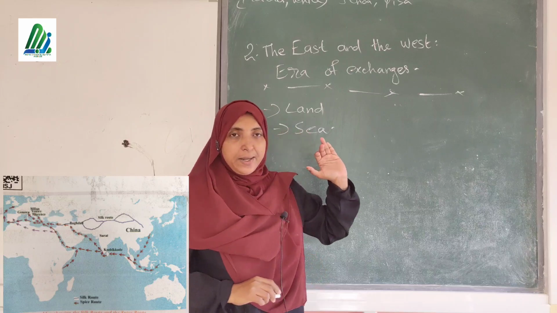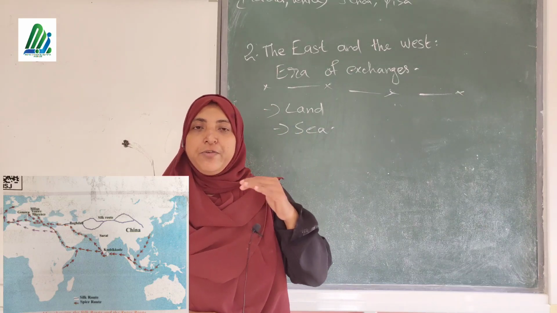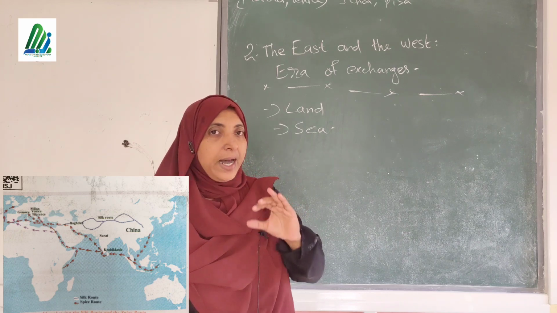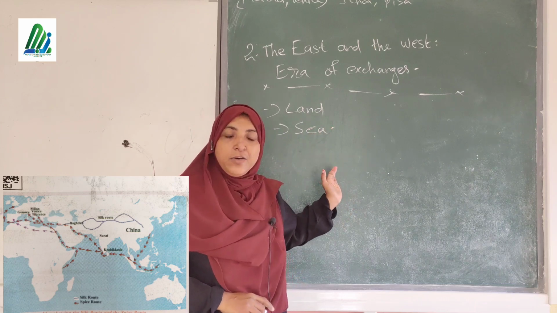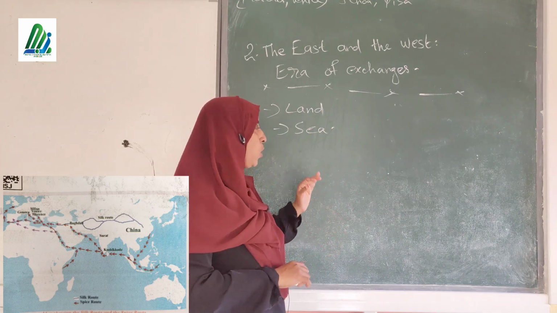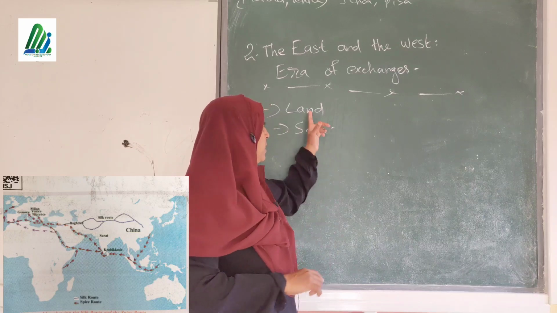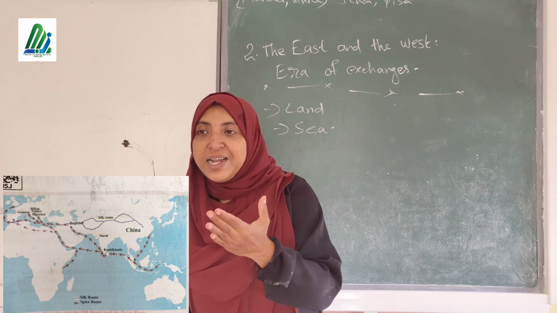Okay, so in that map you can identify two important trade routes that were very famous in the medieval period: the first one a trade route through land and another one a trade route through sea, or we can say ocean. Okay, so then can you identify these two trade routes connected from which place to which place?